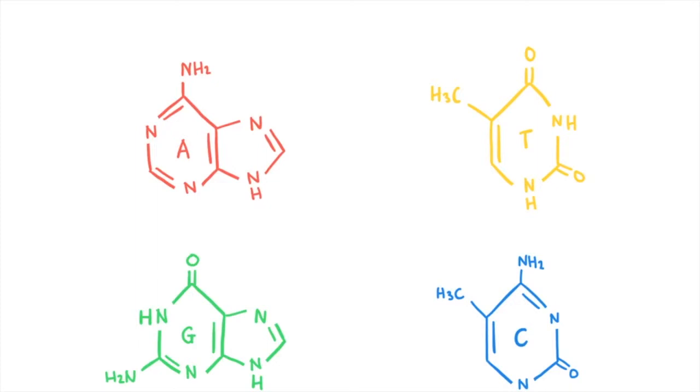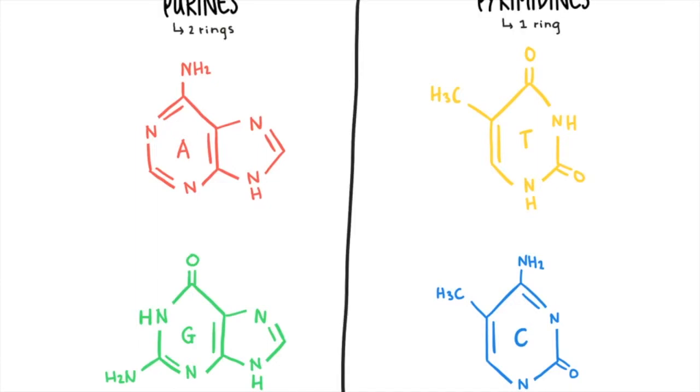Our bases are subgrouped into purines and pyrimidines. Purines include adenine and guanine, and these are double ring structures. Pyrimidines include thymine and cytosine, which, as you can see, are single ring structures.